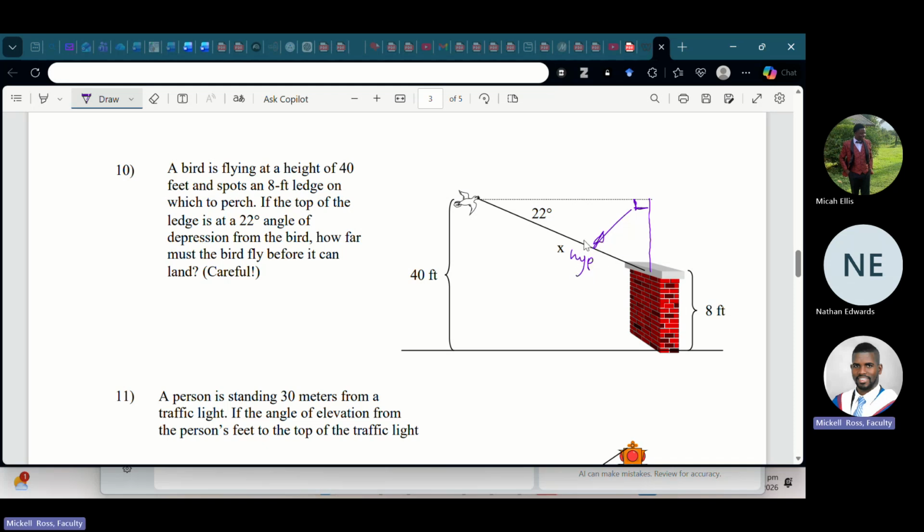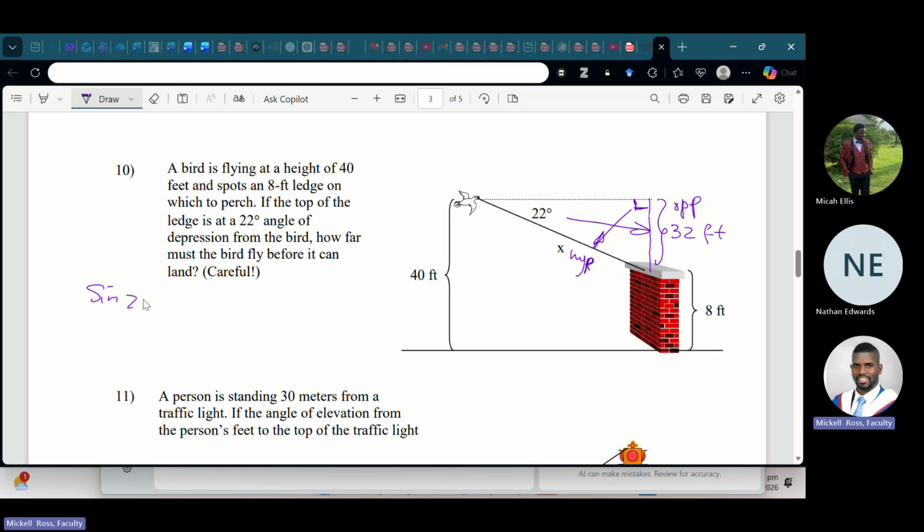Now, please note that the total height of the bird is 40 and the total height of the ledge is 8. So that means this distance right here is going to be 32 feet, because this 32 feet plus this 8 feet must give you a total of 40 feet. Based on this shape, we have this side over here to the angle, which is the opposite, and you want to find the hypotenuse. Which ratio do we use with opposite and hypotenuse? That's going to be sine.